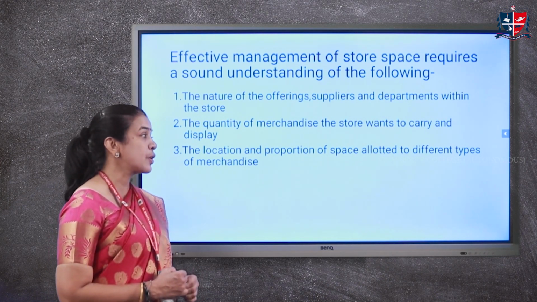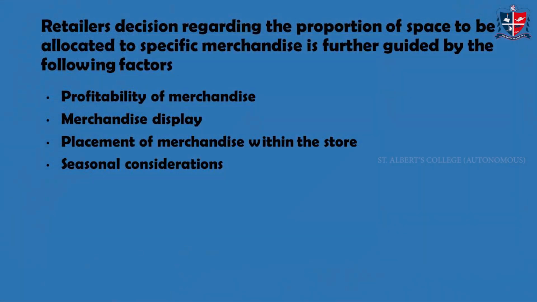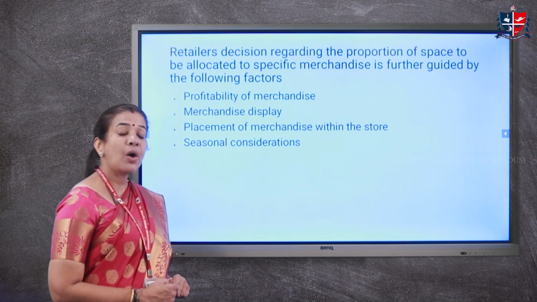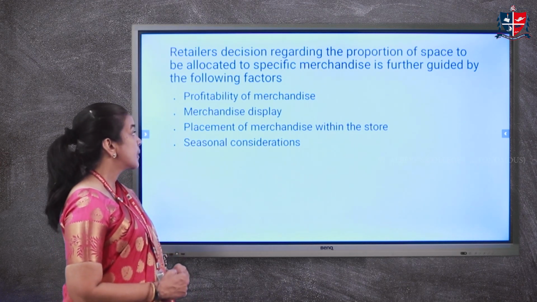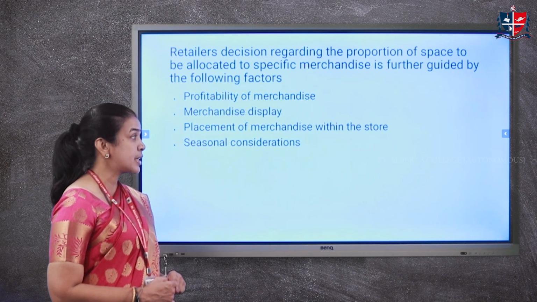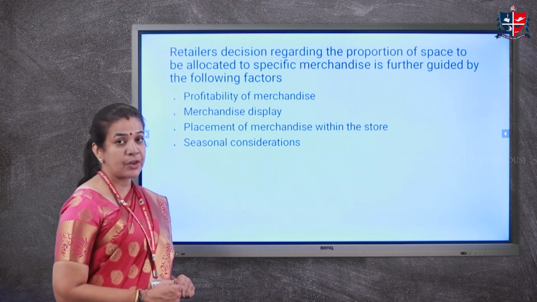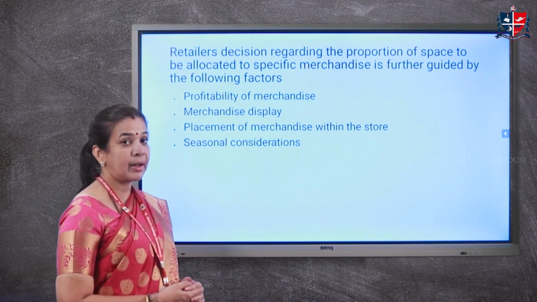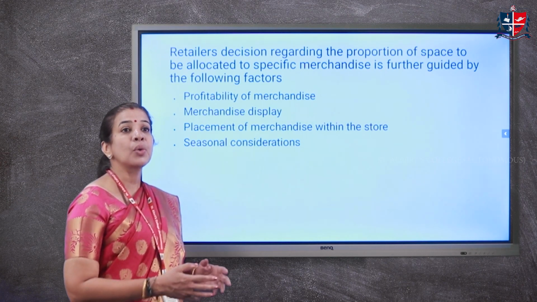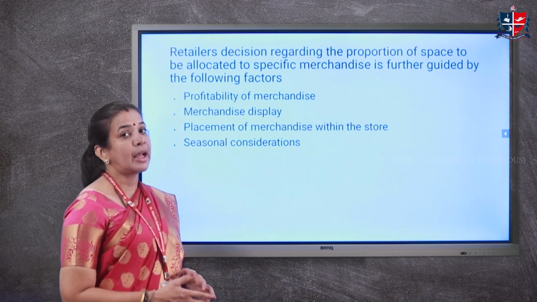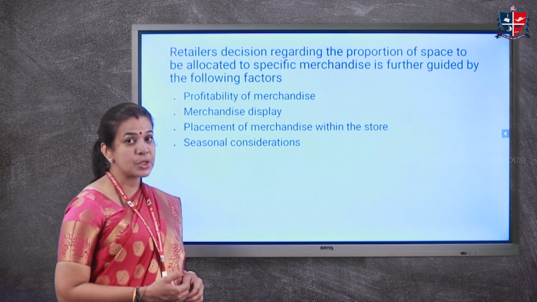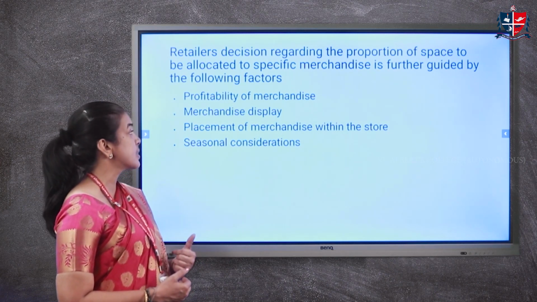The location and proportion of space allotted to different types of merchandise. Retailers' decision regarding the proportion of space to be allocated to specific merchandise is further guided by how profitable the merchandise is, the merchandise display, placement of merchandise within the store, and seasonal consideration. So during summers, it is the season of mango. If you are a food and grocery retailer, definitely you allocate more space to this fruit than the other fruit. And what is going to be the return on investment that you are going to get is also to be calculated. That is what is meant by seasonal consideration.